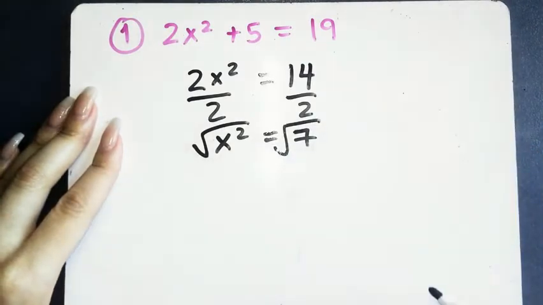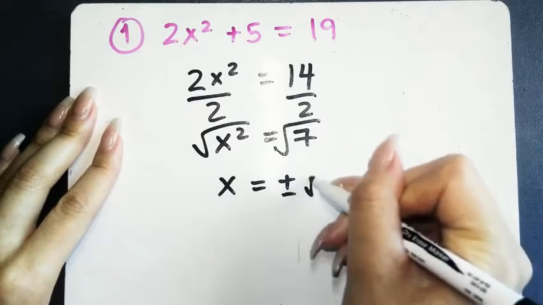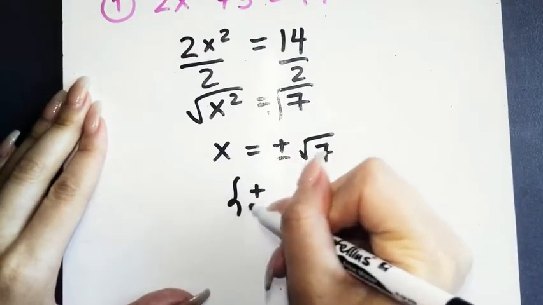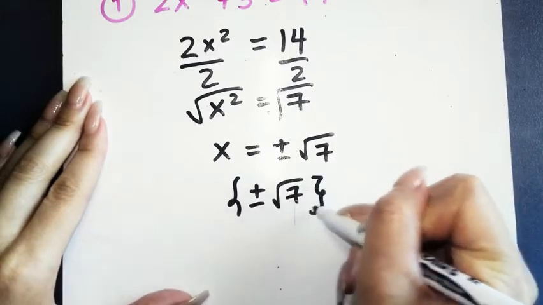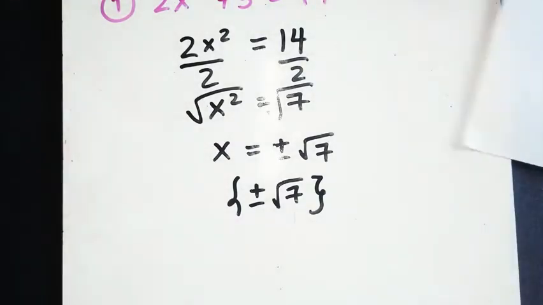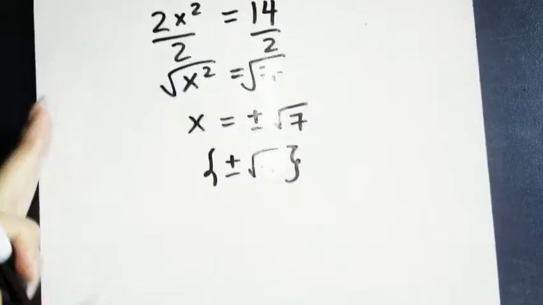So we apply the square root to both sides, having x is equal to plus or minus the square root of 7. And this is going to be your answer. I'm going to put my answer in this form. And that's pretty much it. So using the same method for the second problem that we have, let's write that problem over here.